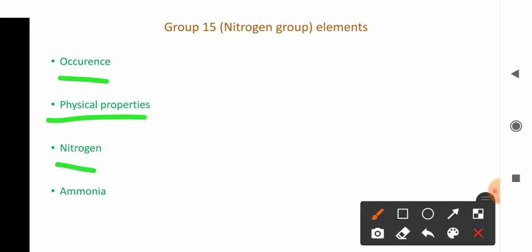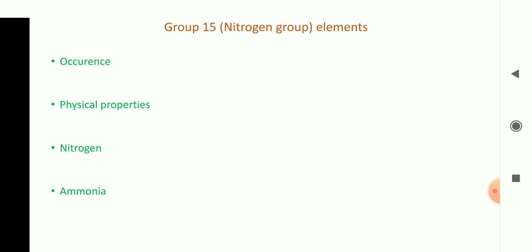Then about two molecules we have to see, they are nitrogen and ammonia. Okay, the methods of preparation of nitrogen, its physical properties, its chemical properties and uses, everything we will discuss under the heading nitrogen. And finally ammonia, the method of preparation of ammonia, its physical properties, chemical properties and finally uses. So these are the things we are going to discuss using this video. What are they? The occurrence of group 15 elements, then their physical properties, then a detailed discussion about nitrogen, also a detailed discussion about ammonia.